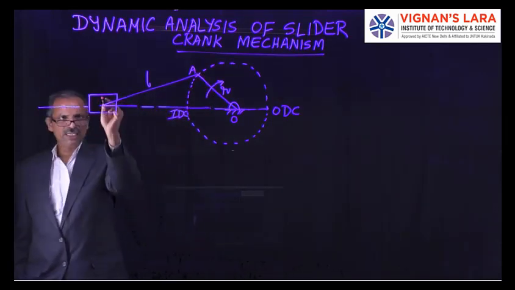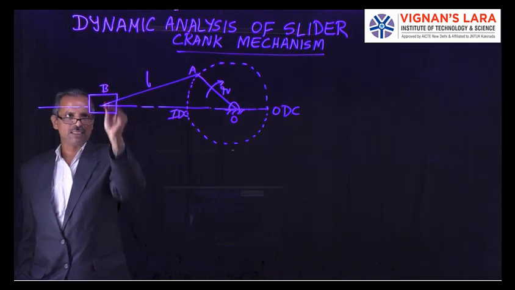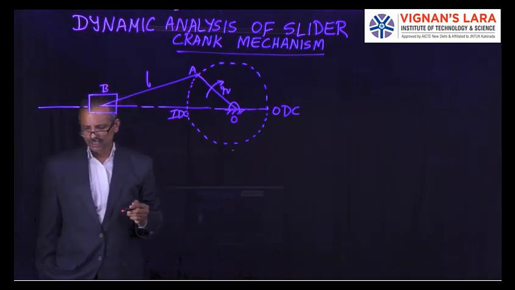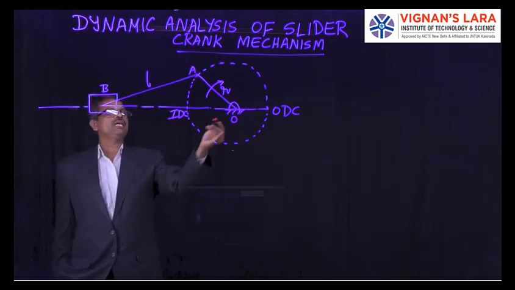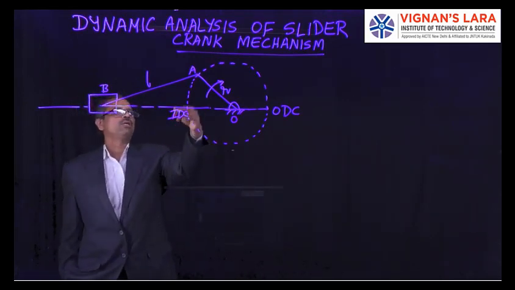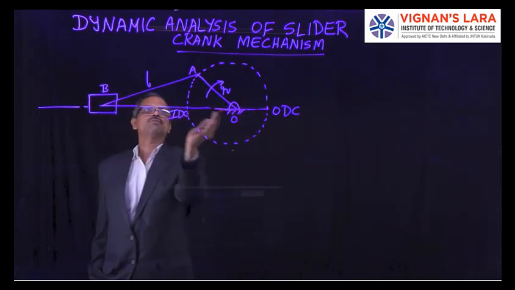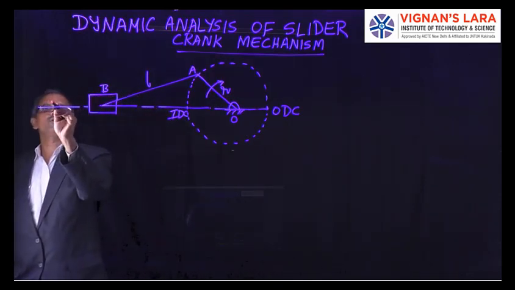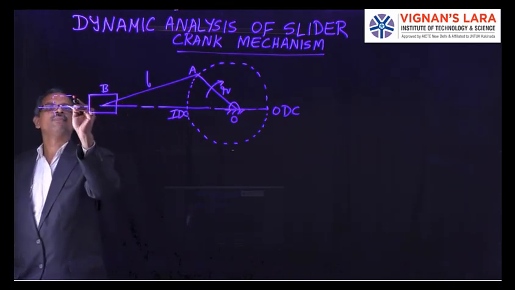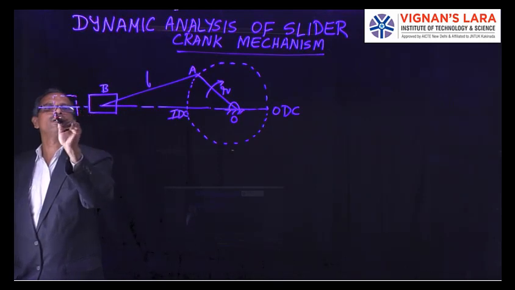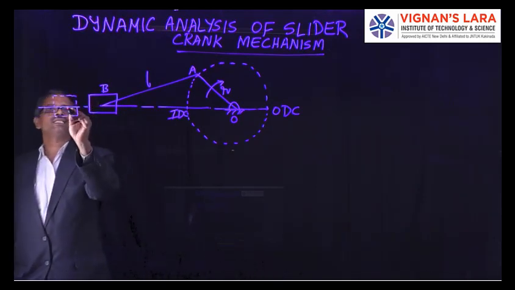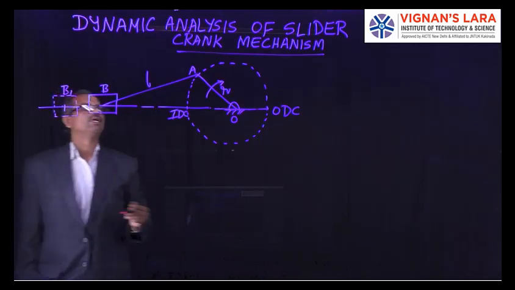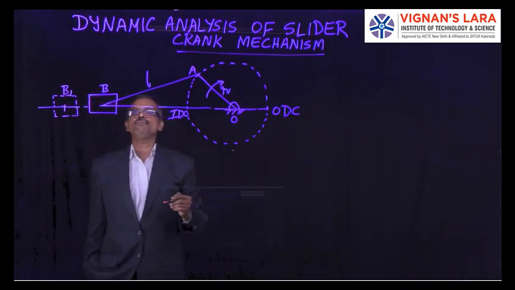Then at this position the slider is at B. Then as you see, as it rotates towards outer dead center, the slider comes like this. Then further it goes in this way. Let us assume this is another extreme. B1 is the other extreme.